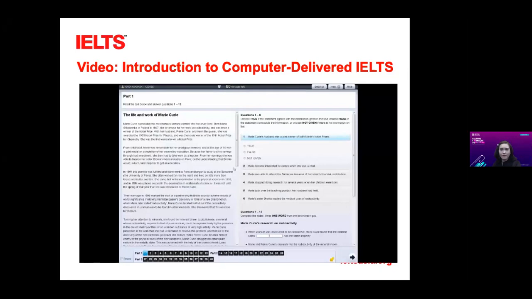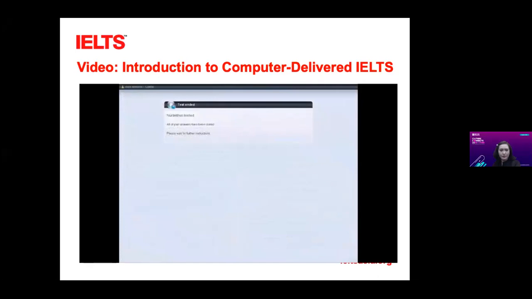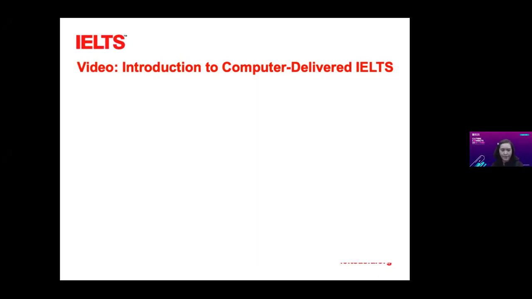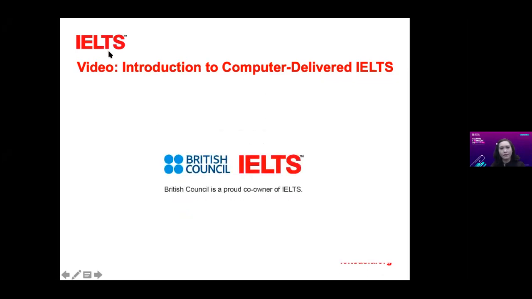If you wish, you can also highlight sections of the text. If you need to leave the test room for a few minutes, you can hide your screen by clicking on the Hide tab. When you return to the test room, click on the Resume Test button. That is the end of the introduction tutorial for Computer-Delivered IELTS. Check out the British Council IELTS YouTube channel for tutorial videos for listening, reading, and writing.